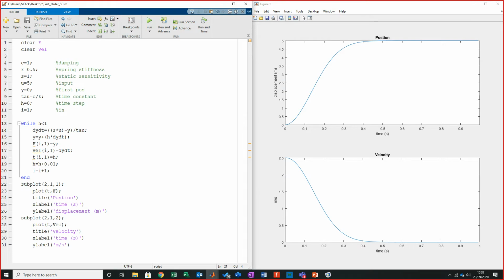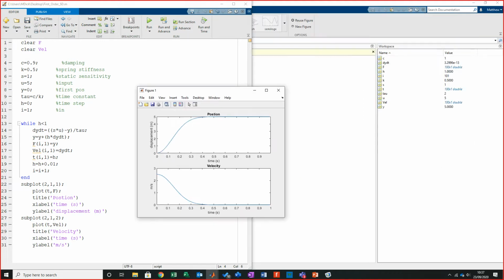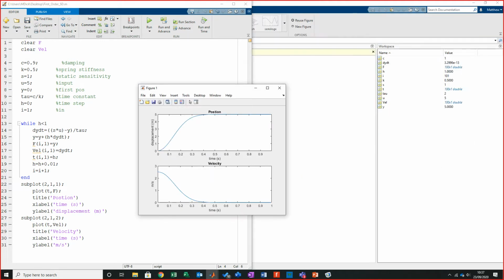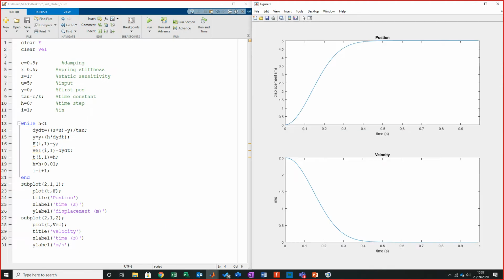I'm going to free them notes up in just a second, by the way. So with the damper, if I drop that damper and bring it down to 0.9, because I'm clearing F at the start, this should overwrite my plot. So if you look now, we had a quicker response.